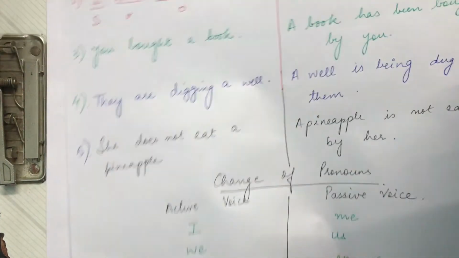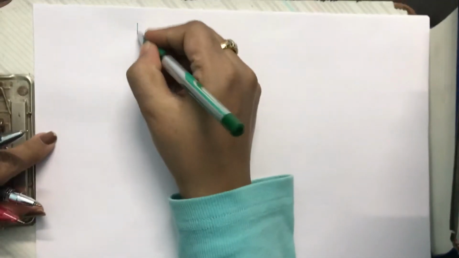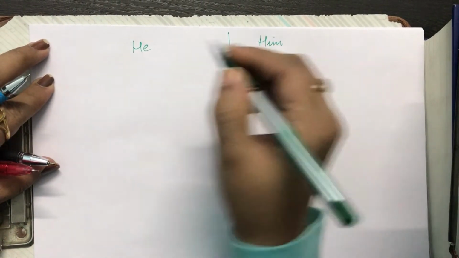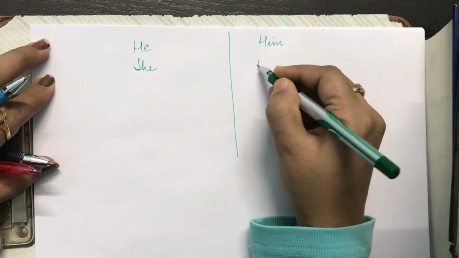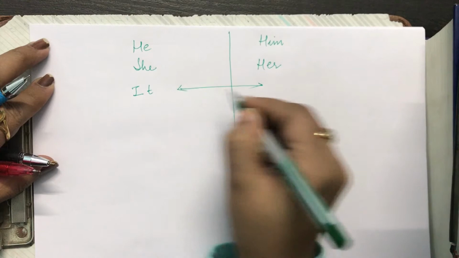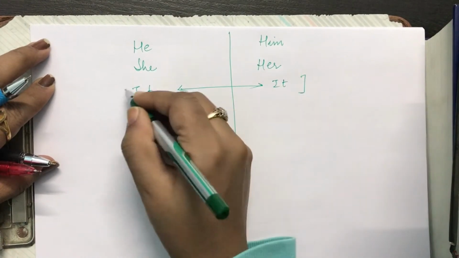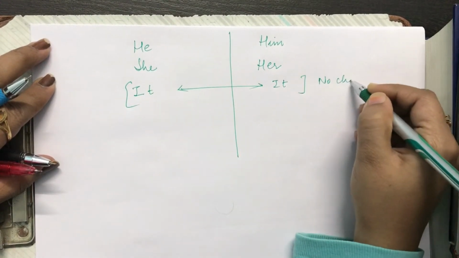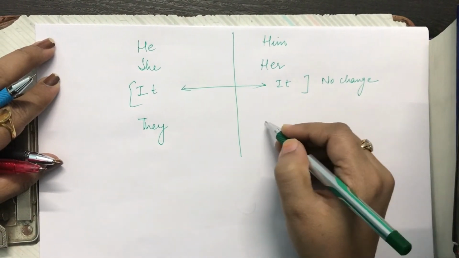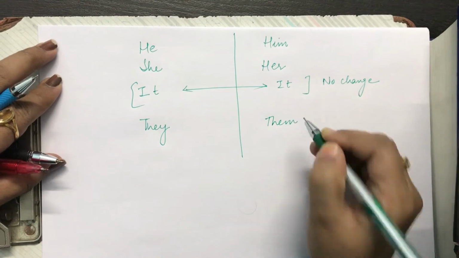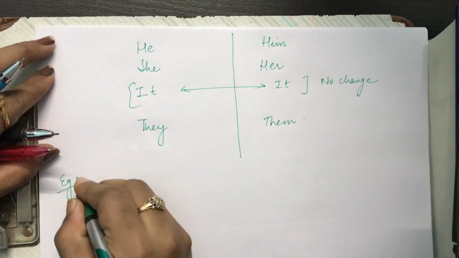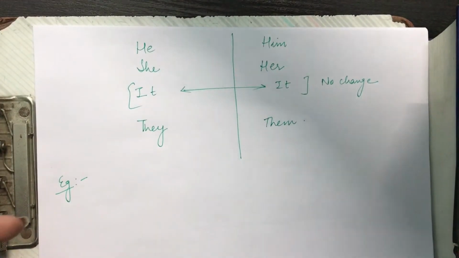Okay. After this, he becomes him. She becomes her. It remains it. No change. They converted to them. Now if I give you an example, I think it would be easy to convert the sentences.